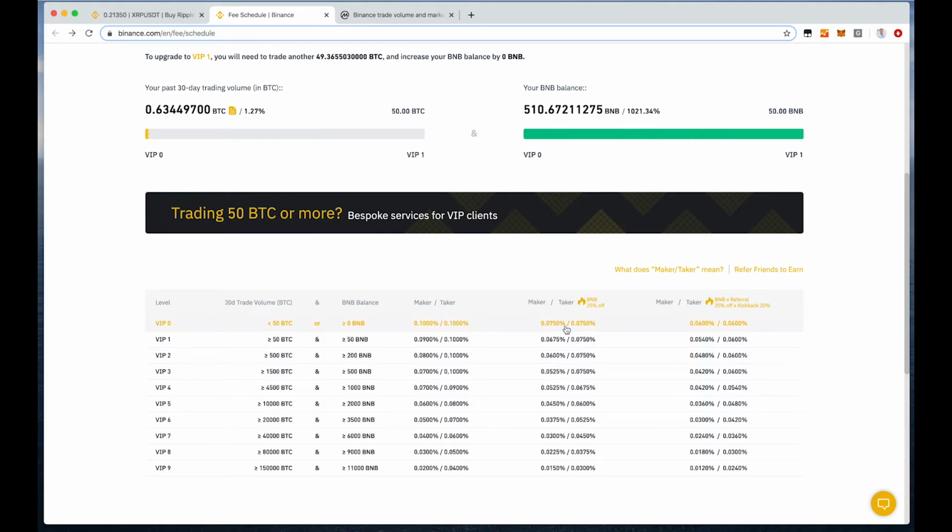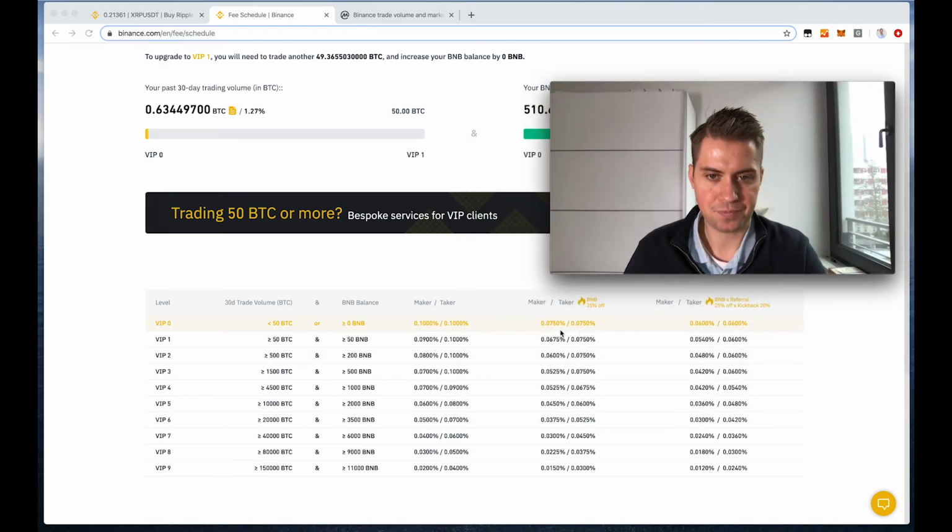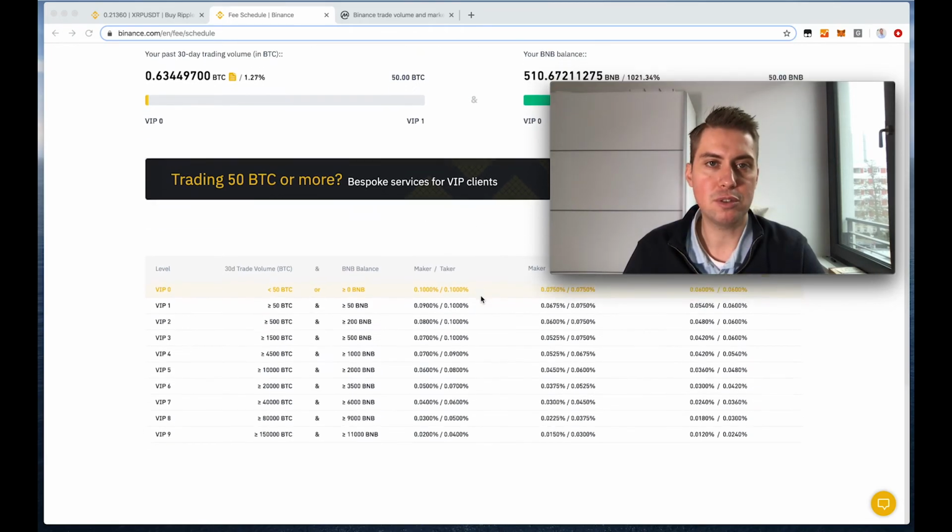It actually gets cheaper if you use BNB. If you have some BNB in your account, you can automatically use that to pay the trading fees. Binance will do that automatically, so there's no need for you to do anything. You just need to activate it. Then you pay 0.075%, and with my link down below, you save another 10% of that. So it actually gets pretty cheap to trade on Binance.